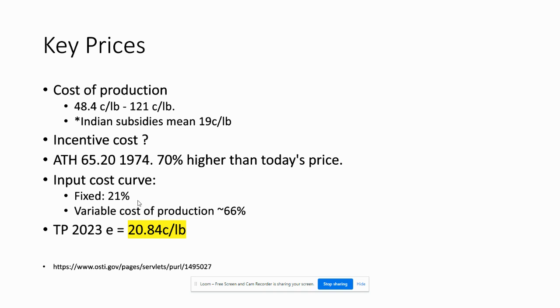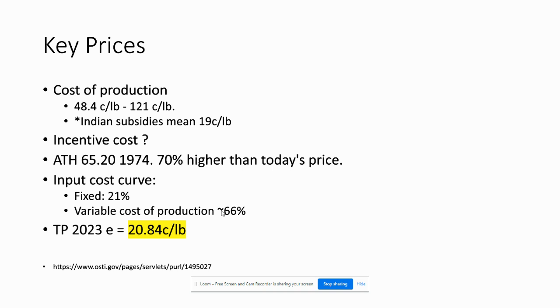Input cost curve: 21% is fixed costs, so no matter what, that's going to be fixed, and the producers are hoping they get to make all their money on the really good years. Variable cost of production, this is interesting. Two thirds of the costs going into being able to produce the sugar is variable.